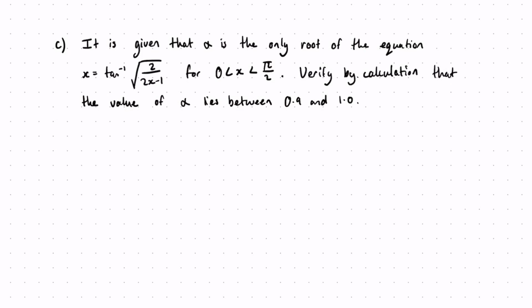So what we're going to say is that x minus the inverse tan of root 2 over 2x minus 1 is equal to 0, which again, making it equal to 0 is like saying this is our function and where it crosses the x-axis is what we're interested in. So our function f(x) is x minus the inverse tan root 2 over 2x minus 1. And we're going to try the values 0.9 and 1 in here.